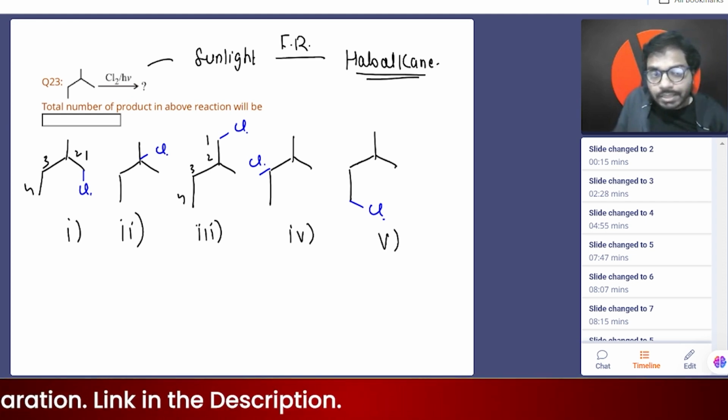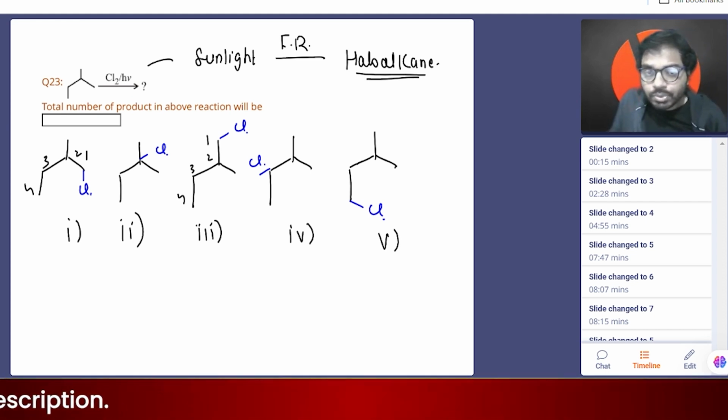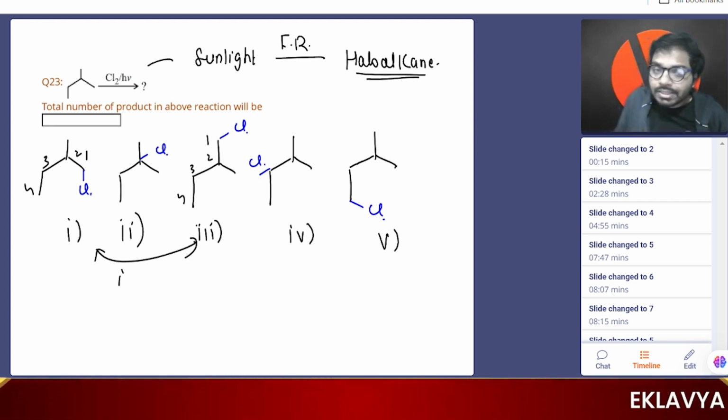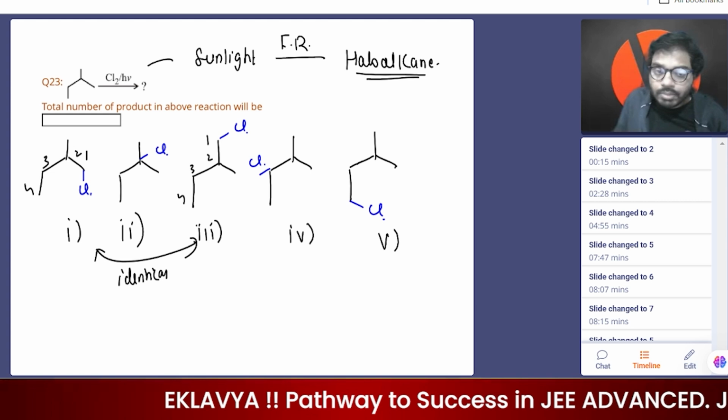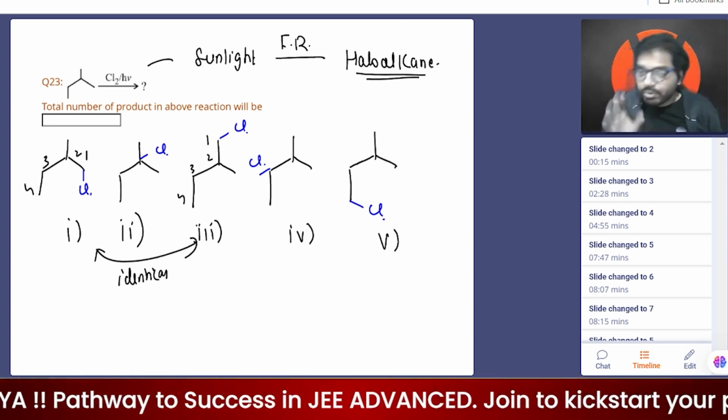Can you see at second position the methyl group is there, and at first position the chlorine is there? So I can say this first and third is identical, so it is already the same. So how many products are left? 4 products. Fine, 4 possible products.